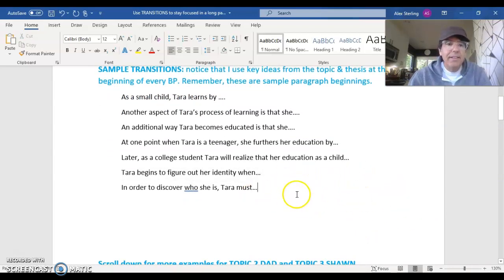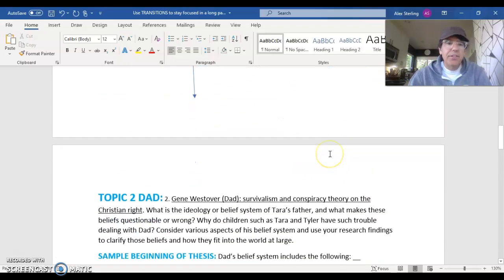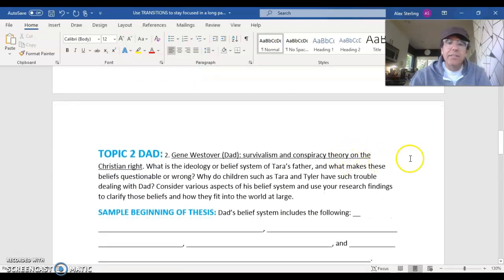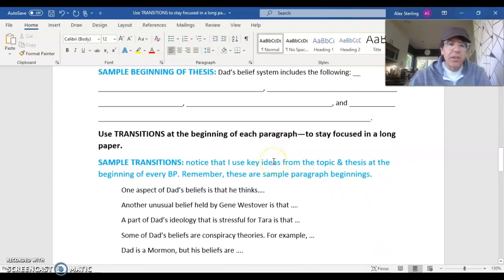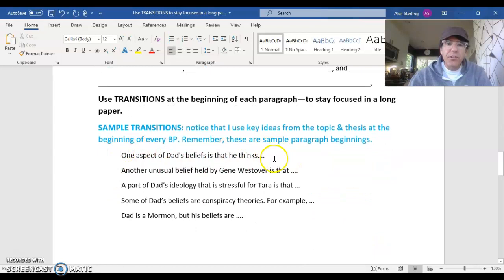And again, if you're doing topic 2, Dad's belief system, that's your focus. And so all these transitions, beginning of paragraphs, will be about that main theme. One aspect of Dad's beliefs is that. Another unusual belief held by Jean Westover is that.